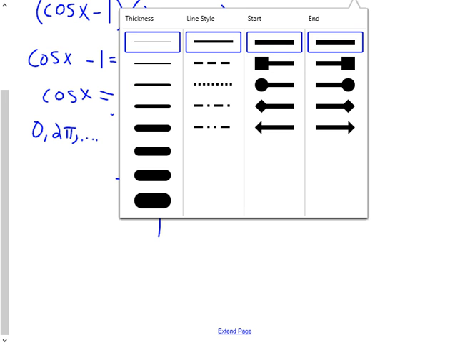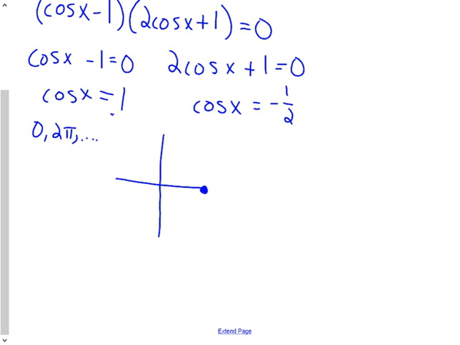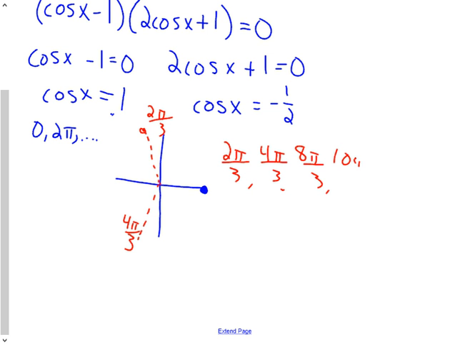Color coding a little bit here. In red, our other side, minus half, is going to be like these, which would be, let's say, 2 pi thirds and 4 pi thirds. Right? So 2 pi thirds, 4 pi thirds, 8 pi thirds, 10 pi thirds, by adding 2 pi, etc. So I put both these sets in order to see if they have a nice kind of pattern to it.